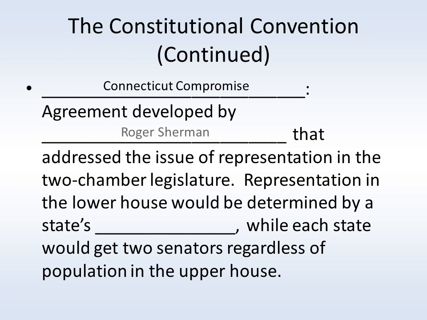The Connecticut Compromise, developed by Roger Sherman, addressed that issue of representation. He decided that representation in the lower house, called the House of Representatives, would be determined by a state's population, which would favor the larger states. But in the upper house, or the Senate, each state would get 2 senators, regardless of the state's population, favoring the smaller states.